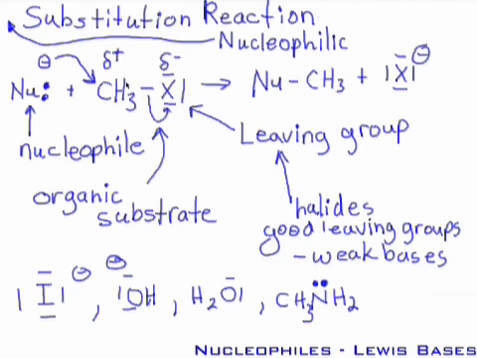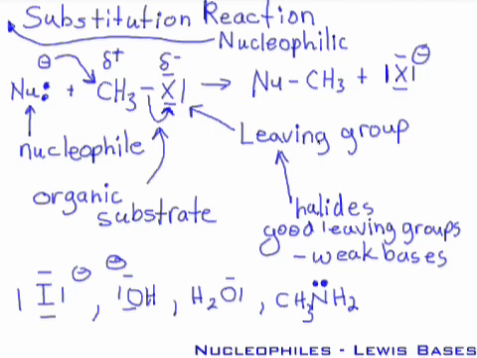The other point to note is that I'm using full-headed arrows to move electrons. Both electrons, since 2 electrons are donated by the nucleophile, both electrons of the bond, the carbon-halogen bond, go towards the halogen to create this lone pair. This is called heterolytic cleavage. Heterolysis, or heterolytic cleavage, is the breakage of a bond where both electrons go to one group.